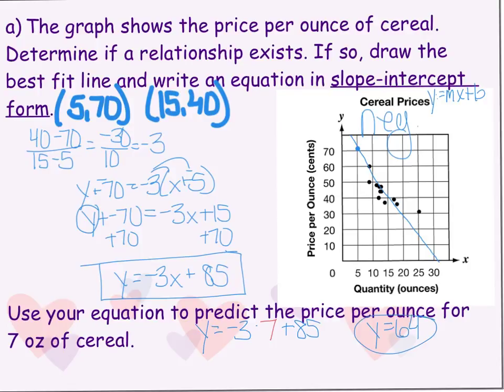So what this means is I'm estimating if I went to the grocery store, if I went to Target, if I went to Cub, if I went to Hy-Vee, Byerly's, whatever, if I were to buy 7 ounces of cereal, this equation here says that I would be paying about 64 cents per ounce. That's what we're doing, is we're making a prediction based on our best fit line. But again, this is not going to be true every single time. It's just a good guess.